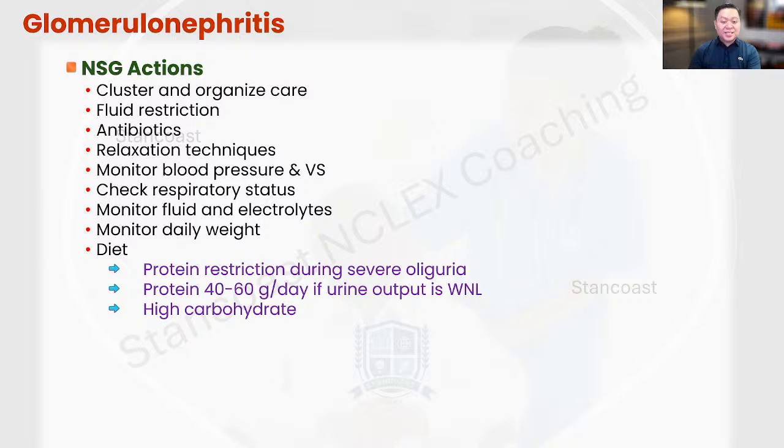When the body is not getting enough carbohydrates, it's going to resort to breaking down the muscle stores. And that's going to cause some more burden on the kidneys, okay? So that is why high carbohydrate is going to be included in the care plan, in order to provide energy.